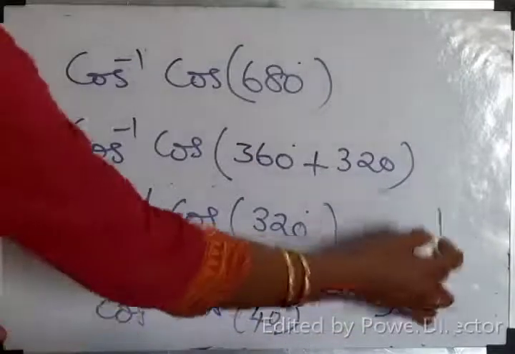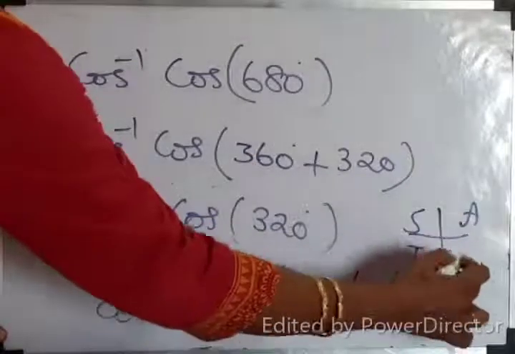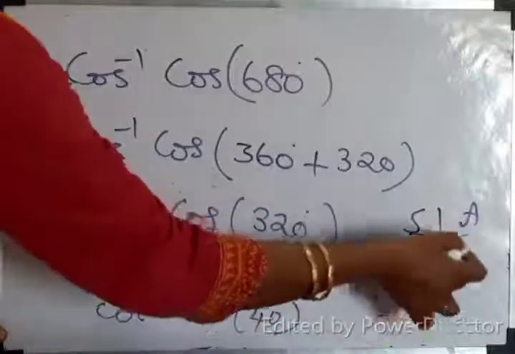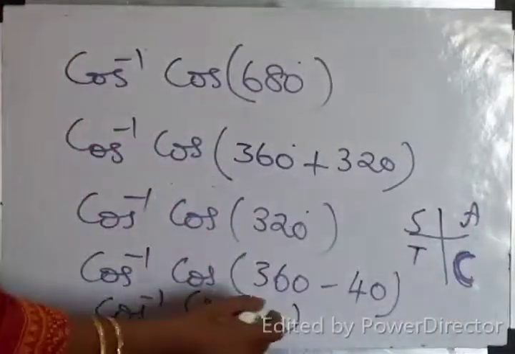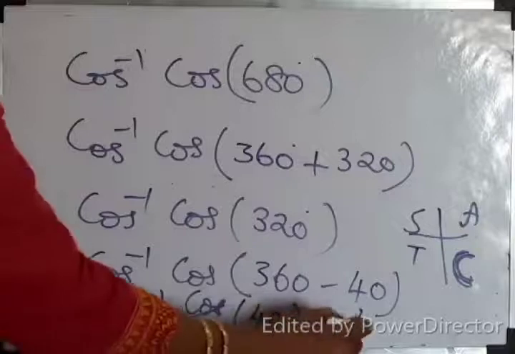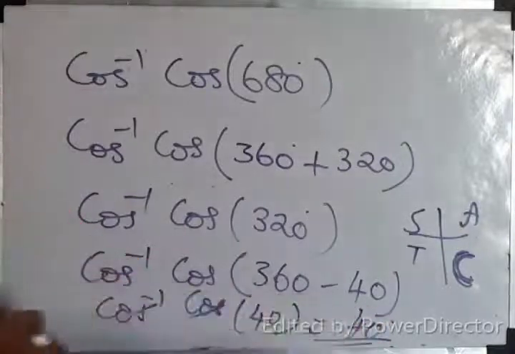Correct? Otherwise, which quadrant does it lie in? All Silver Tea Cups, fourth quadrant. 360 minus theta, cos is positive, so cos 40. Now this will get cancelled. 40 degrees is the answer.